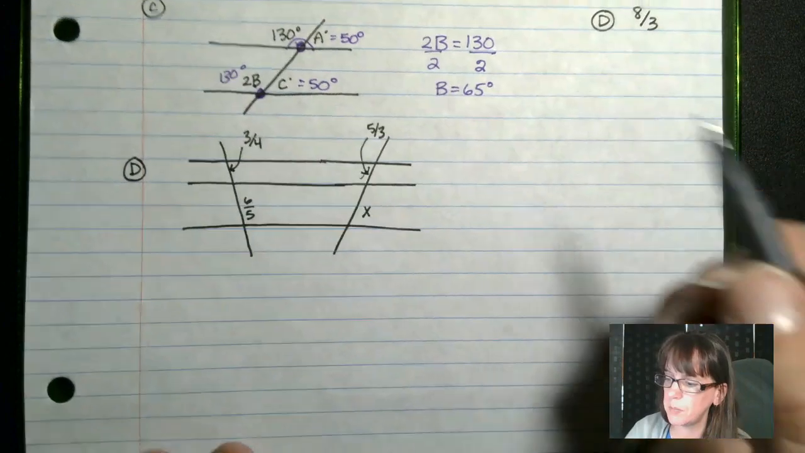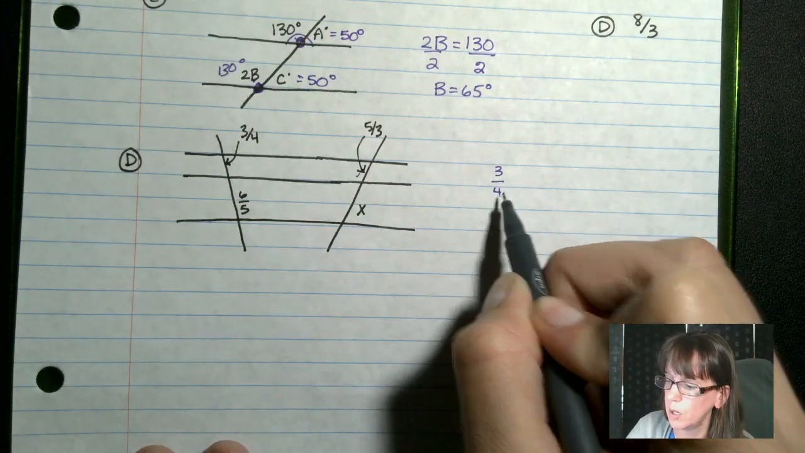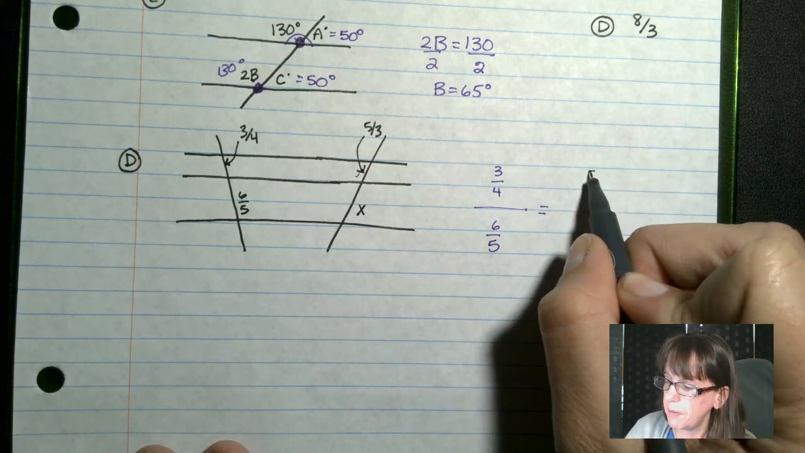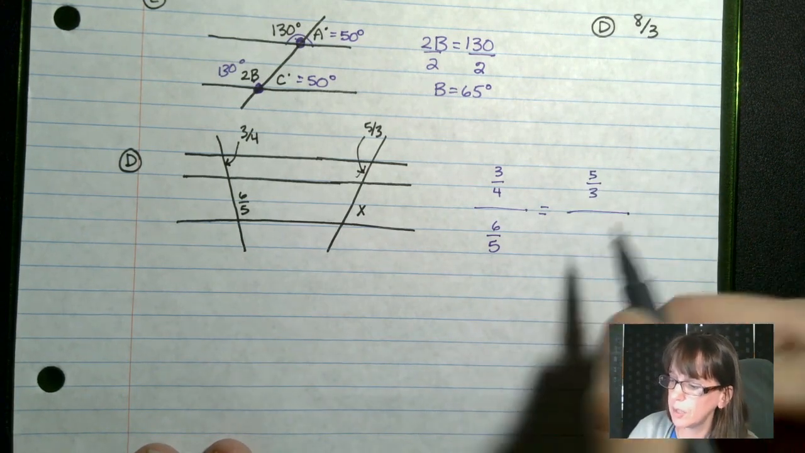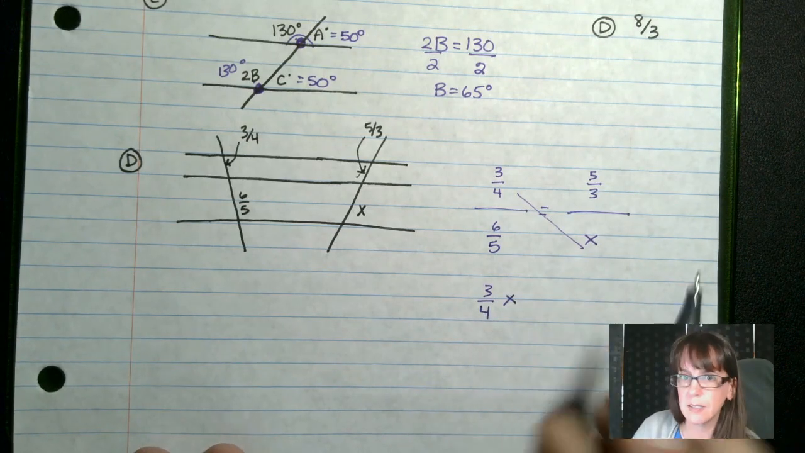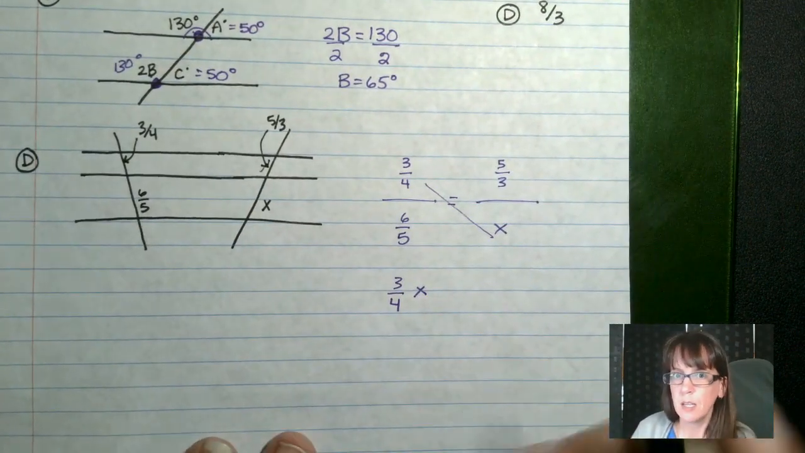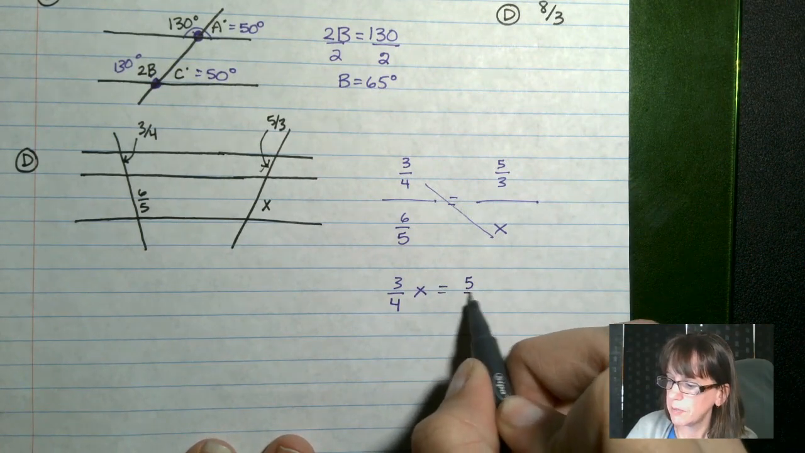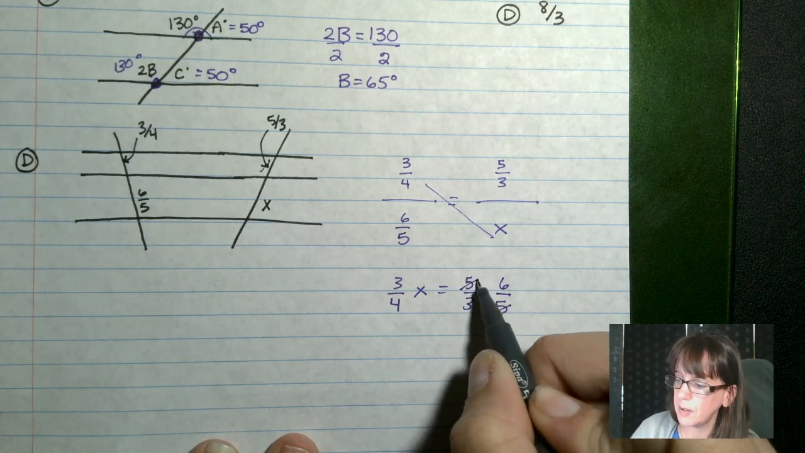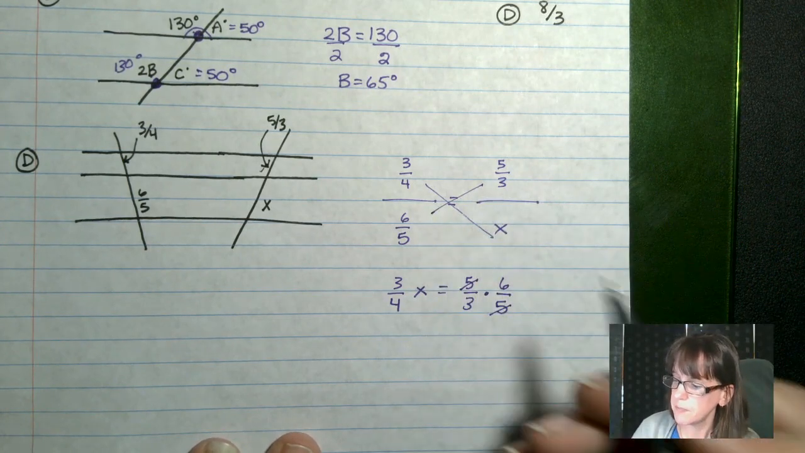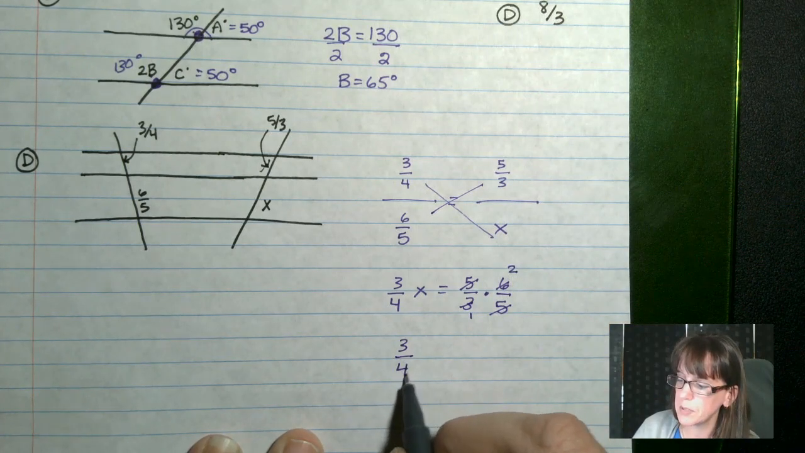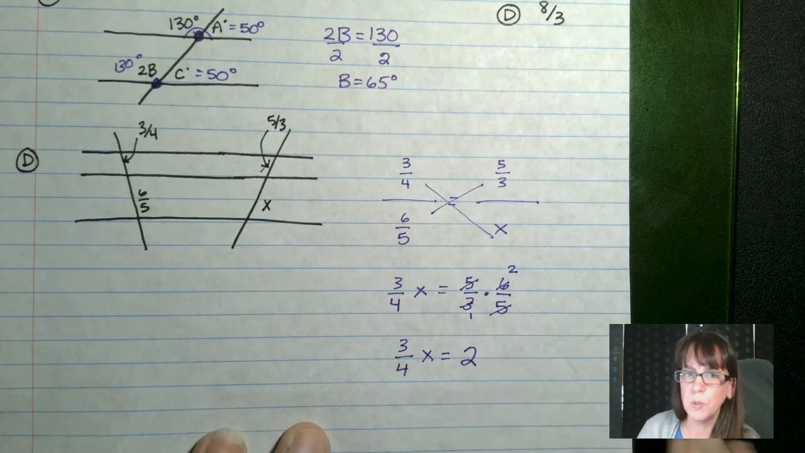Okay, let's do some proportions here. We have 3/4 over 6/5 equals 5/3 over x. So cross multiply, 3/4 x equals 5/3 times 6 over 5. All right, let's cancel out these 5s. Divide by 3, I get 1. Divide by 3, I get 2. So I have 3/4 x equals 2.